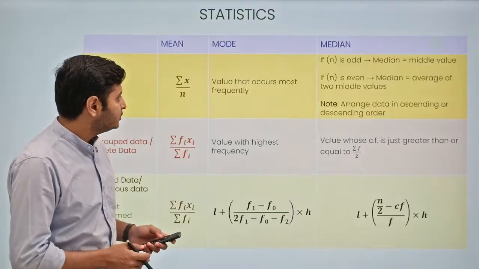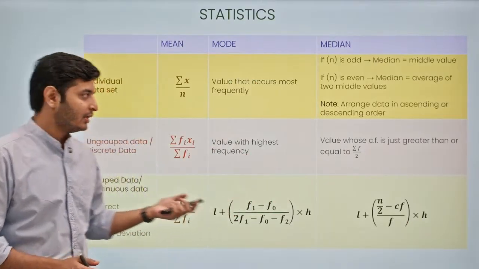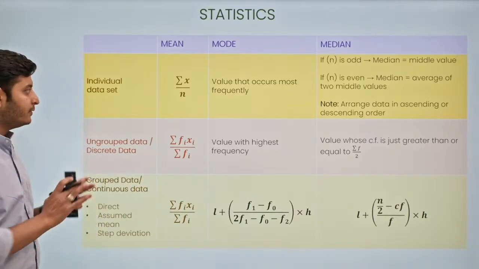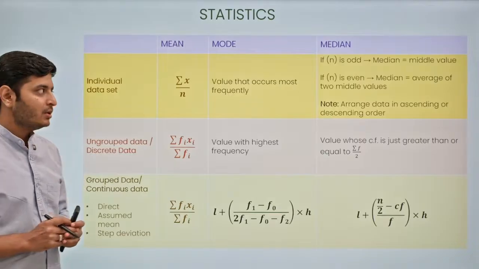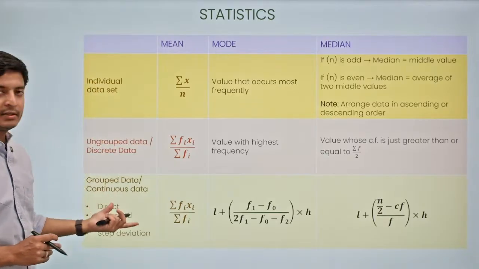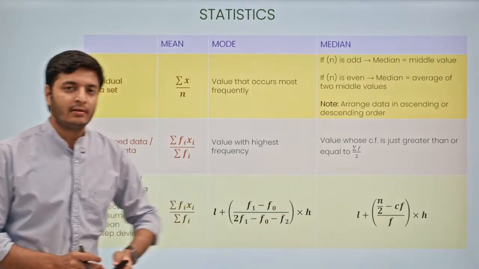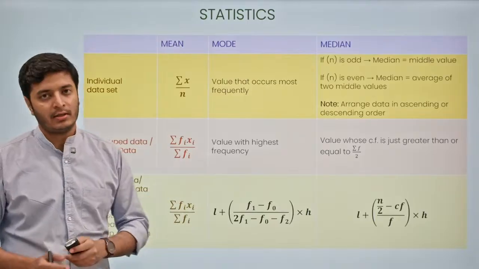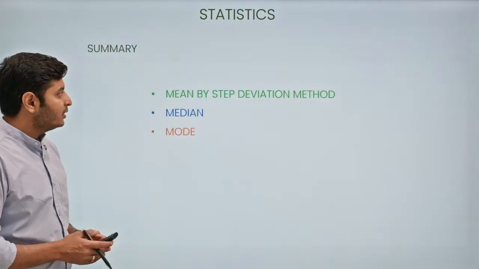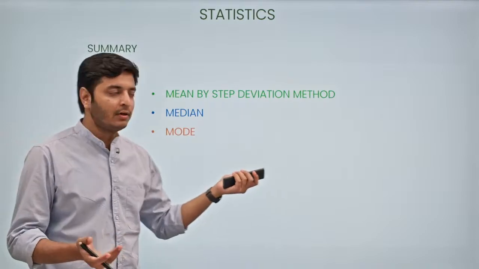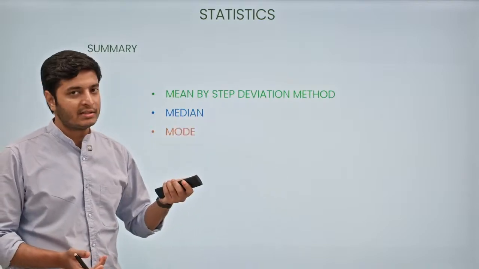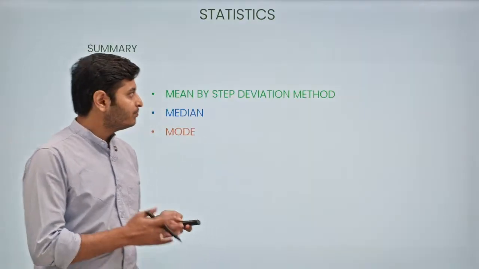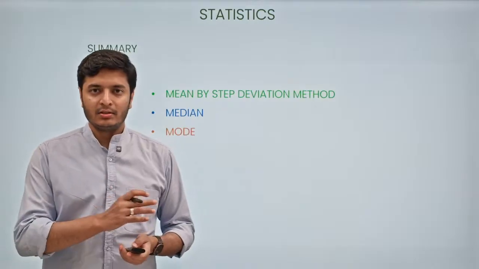Okay, so this is your table that I told you about. This table is nothing but the summarized way of writing this whole chapter, right? So different types of data sets, different measures of central tendency. This is how you can find the values. The formulas are written, the approaches are written. Now in this session we covered how to find the mean by step deviation method and the median of grouped data and mode of grouped data. So that's all from our side in this chapter.